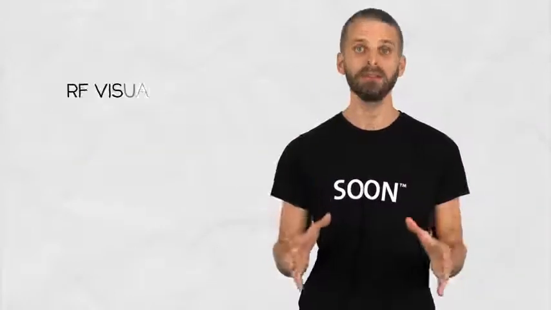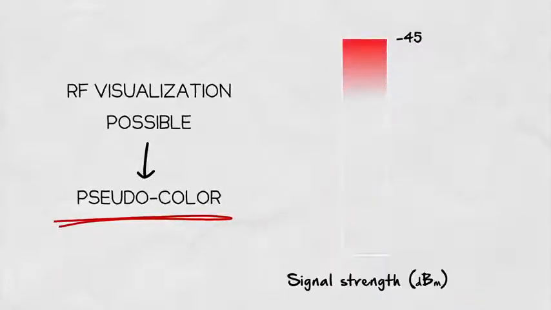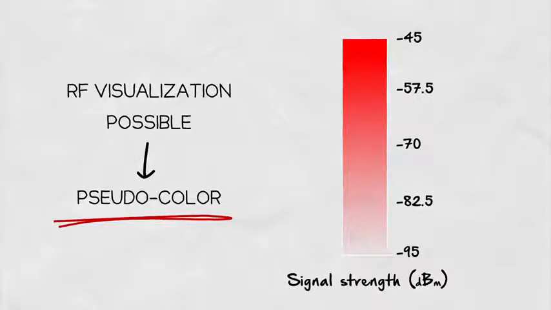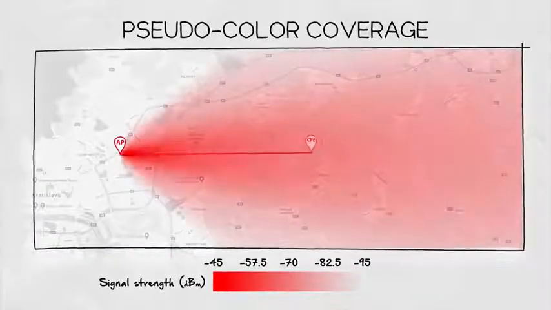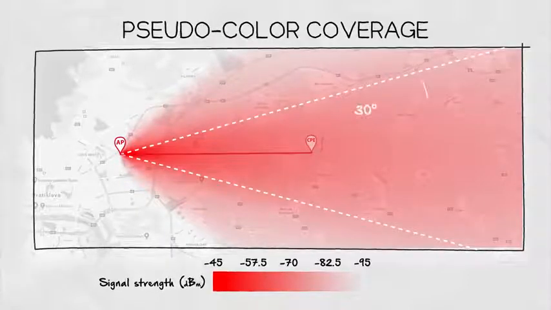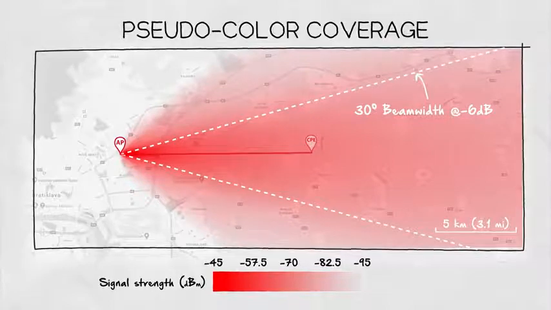What we can do though is to visualize RF coverage using a pseudocolor. Assigning the strongest signal a certain color, and the weaker the signal gets, the more transparent it becomes. Here we show the coverage using a 30-degree symmetrical horn. The dashed line indicates the -6 dB beam width. It's obvious that the covered area spans well beyond the beam width angle. This is because the coverage is a projection of the whole radiation pattern onto a surface.